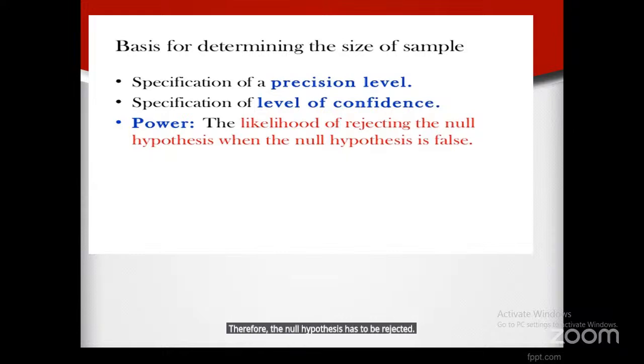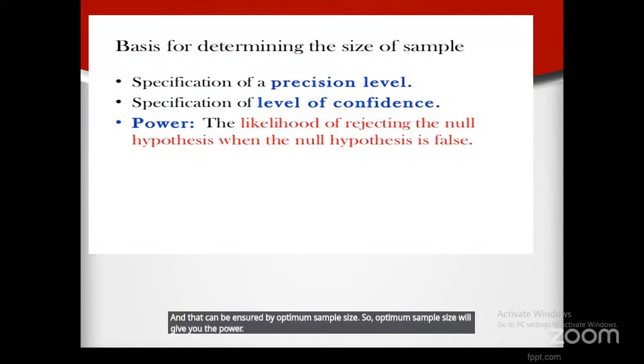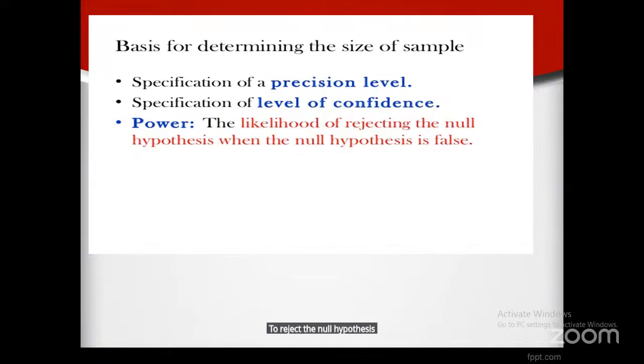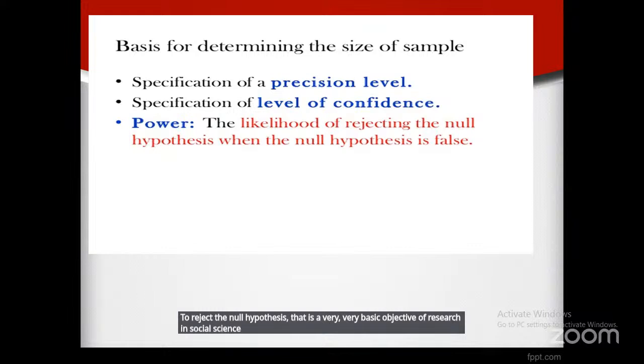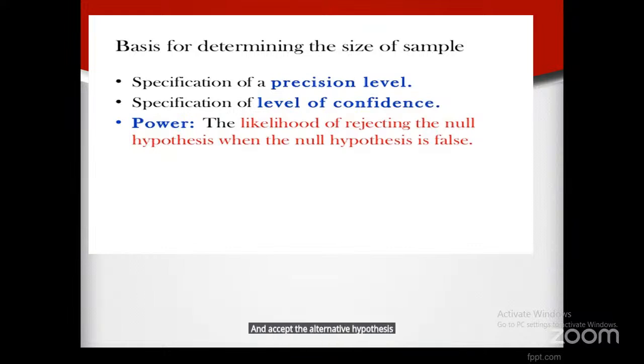And that is the power of your research study. And that can be ensured by optimum sample size. So, optimum sample size will give you the power to reject the null hypothesis. And that is a very, very basic objective of research in social science. Reject the null hypothesis and accept the alternative hypothesis, in which we have positive relation among the variables.